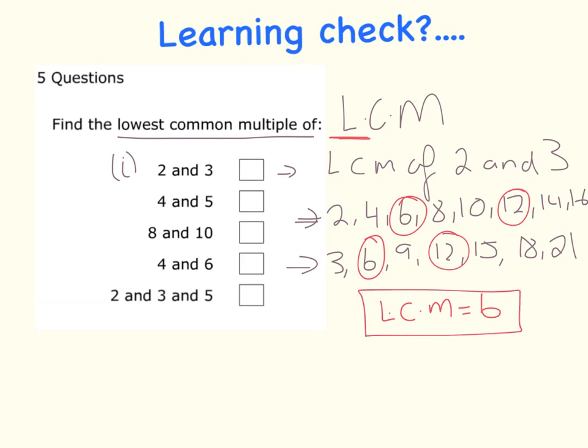Alright, so I've done the first one for you. Have a go with the rest of them here. 4 and 5, 8 and 10, 4 and 6, and this one, tricky enough. You're going to list the multiples of 2, the multiples of 3, and the multiples of 5, and you are going to see what is the lowest common multiple.